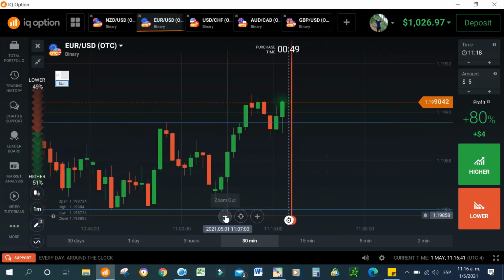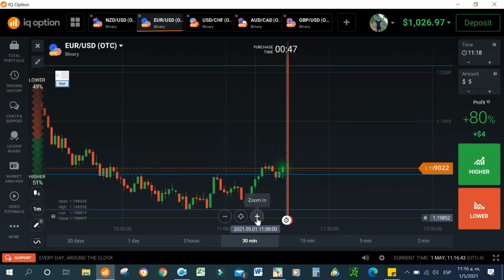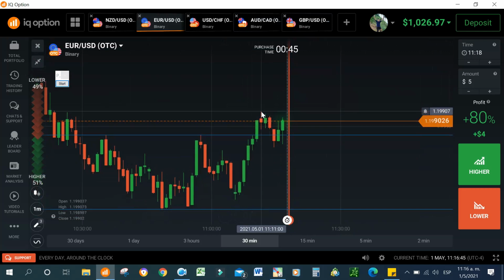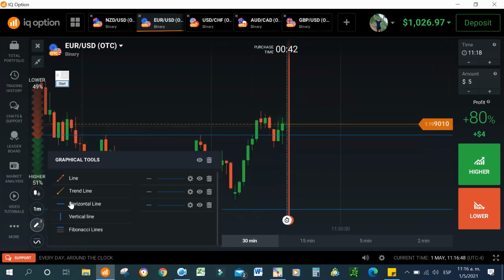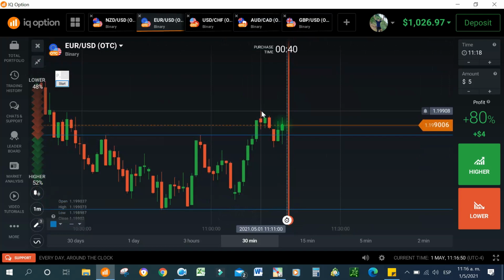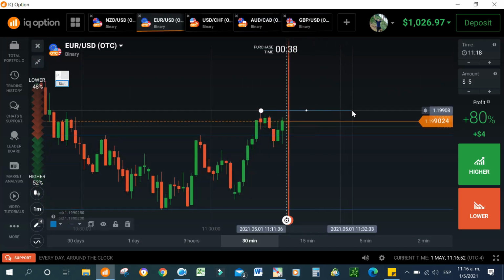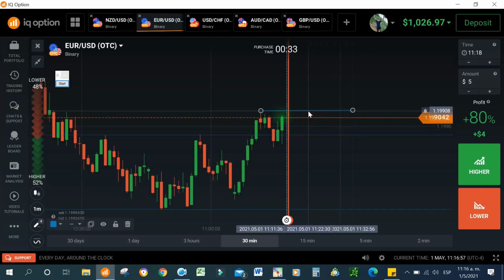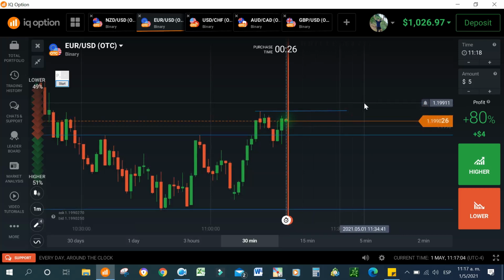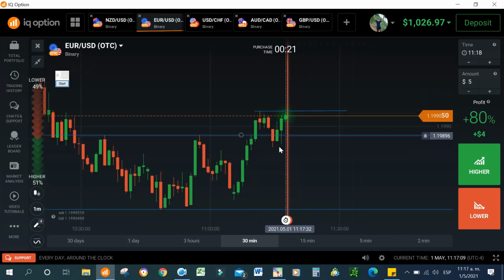Let me see what's going on. Now that the market made a new high, what I usually do is trace another resistance line to see if the market breaks up. If it breaks up this resistance level, I can wait for another trade similar to this one. Break up, pull back, enter on the pullback, and go higher.